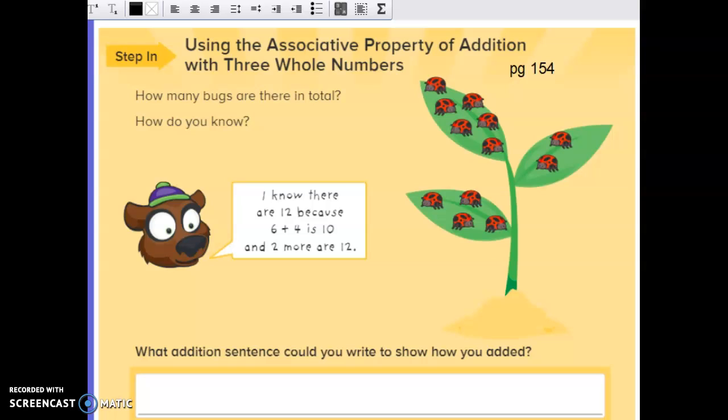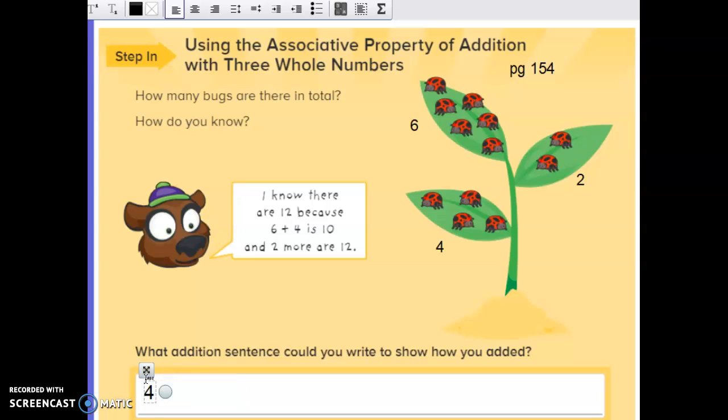Okay, so that last assignment set us up for page 154 using the associative property with 3 whole numbers. So that's just a big fancy word for knowing that whatever combination of numbers I come up with, they still equal the same amount. So let's look at this leaf here. How many bugs are there in total? So let's find there's 3 leaves. So let's label. 1, 2, 3, 4 ladybugs here. Then we have 1, 2, 3, 4, 5, 6 ladybugs on the second leaf and 2 ladybugs on the third leaf. So now we're going to write an addition sentence that matches our picture.